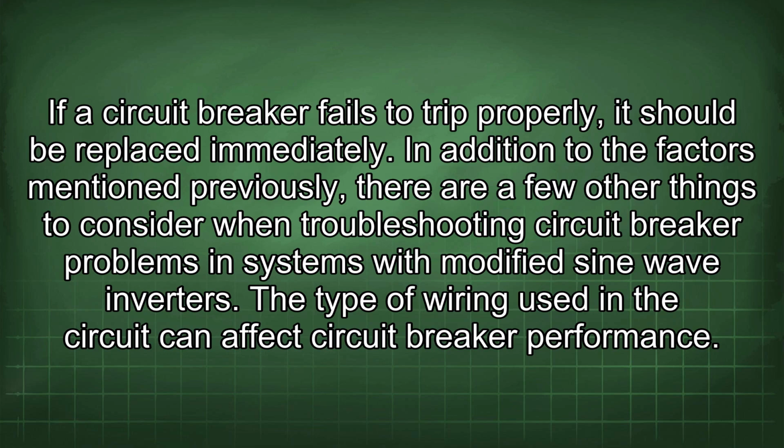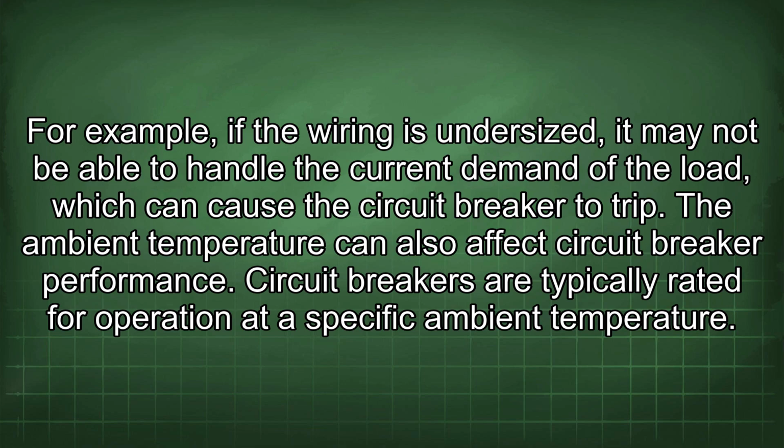In addition to the factors mentioned previously, there are a few other things to consider when troubleshooting circuit breaker problems in systems with modified sine wave inverters. The type of wiring used in the circuit can affect circuit breaker performance. For example, if the wiring is undersized, it may not be able to handle the current demand of the load, which can cause the circuit breaker to trip.